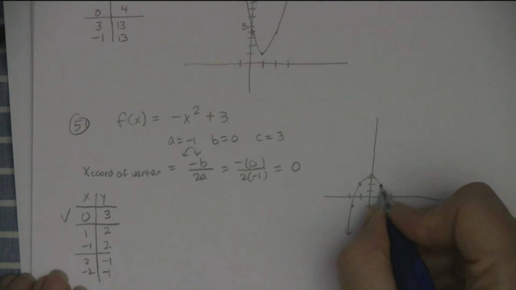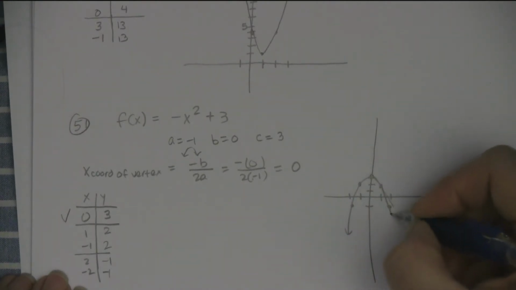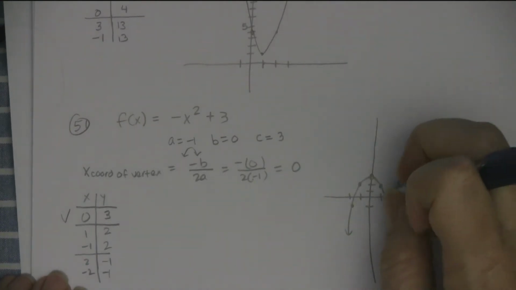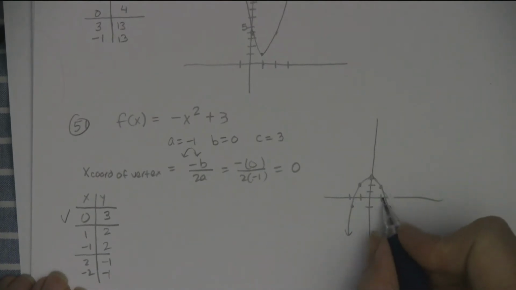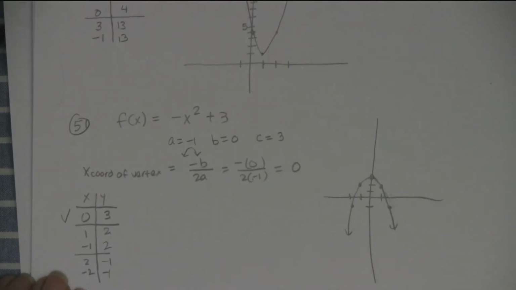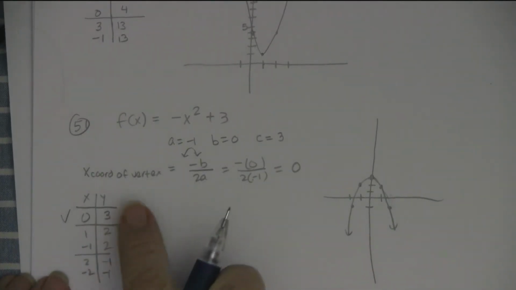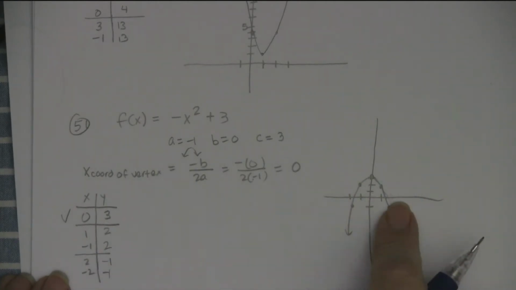Oh. Sorry, I missed hitting my dot. I'm trying to look at 2 different monitors, and that's what happens. So I have my vertex, my 4 convenient points, and my graph.